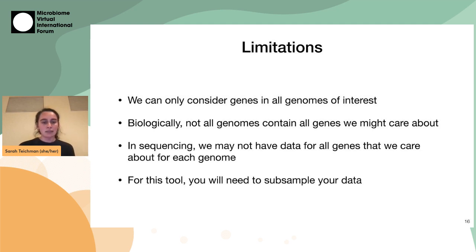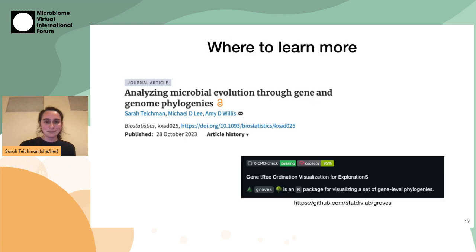So this means practically for this tool, you have to subsample your data. So you have to choose which genes and genomes you want to be included in your study, and then build up a larger set of genes and genomes based on that. And we have advice on how to do this in a tutorial for our R package. So to learn more, you can see our paper on this project, which is recently published in the Biostatistics Journal. And you can also refer to our R package called Groves, which is available on GitHub.